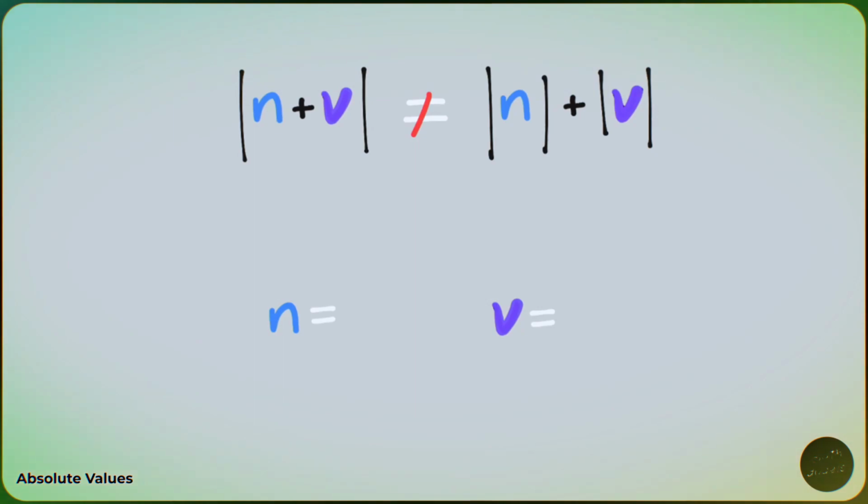Come up with a number for n and a number for v to make the statement above not equal. What pattern between n and v will always produce answers that are not equal?